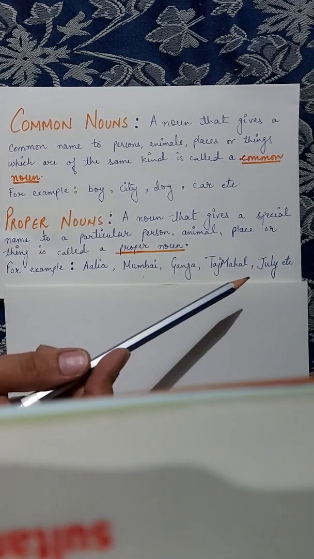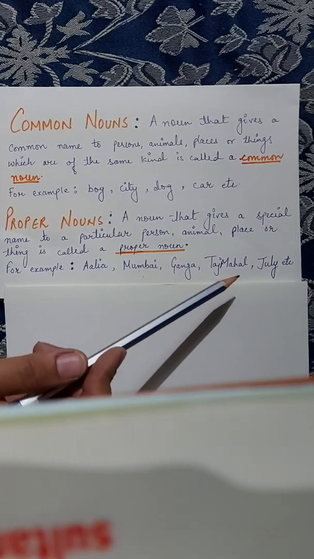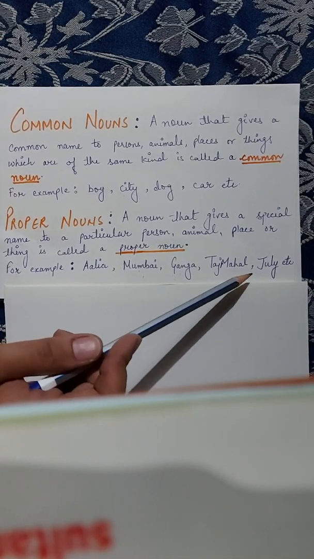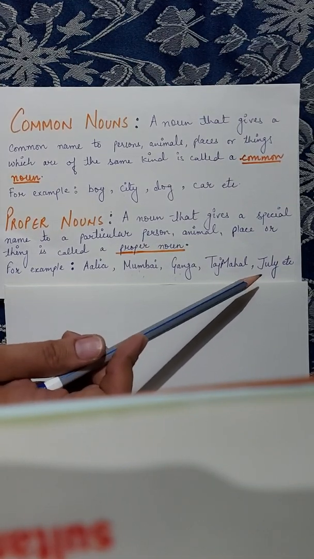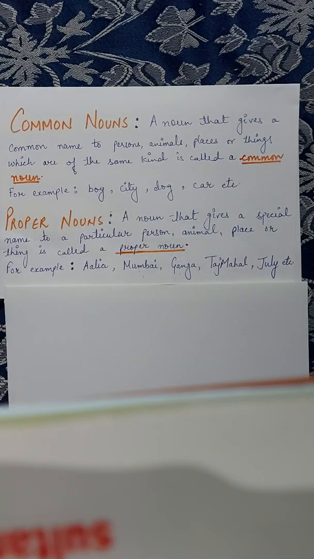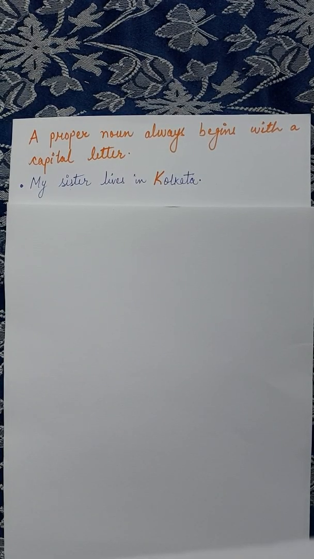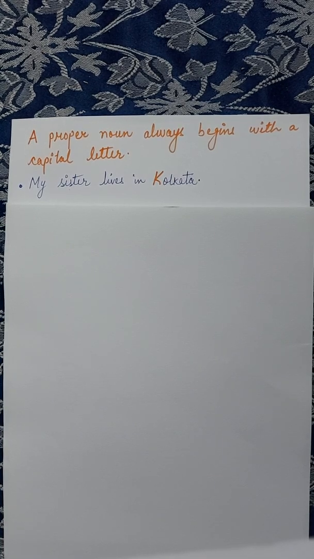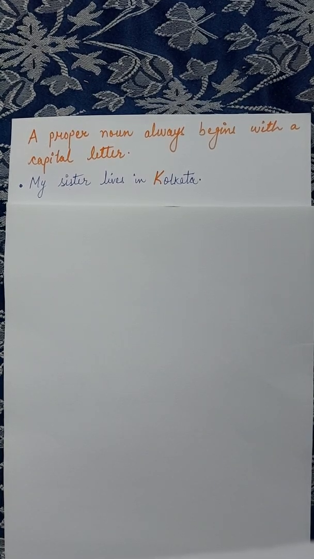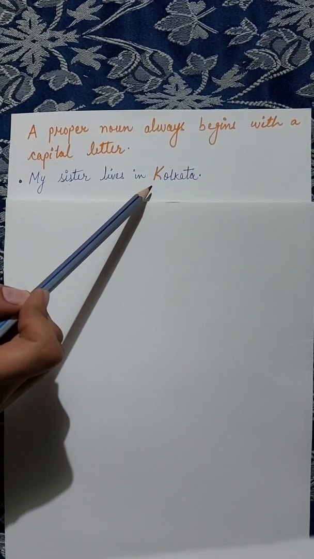Similarly, days of the week and months of the year are also proper nouns. Like July. July is what? It's a name of a month and therefore it is a proper noun. One more thing that we have to remember is that a proper noun always begins with a capital letter. Like in this sentence, my sister lives in Kolkata. Now here, the word Kolkata is what? It's a proper noun and therefore it is beginning with a capital K.